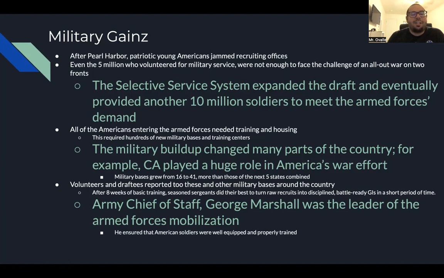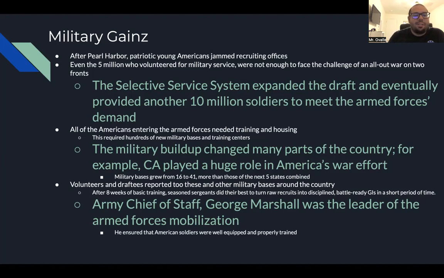All the Americans entering the armed forces needed training and housing. This required hundreds of new military bases and training centers. The military buildup changed many parts of the country. For example, California played a huge role in America's war effort. Military bases grew from 16 to 41, more than those of the next 5 states combined. Yes, California played a vital role. A lot of these military bases needed drier climates and nicer weather, so that they could train easier.